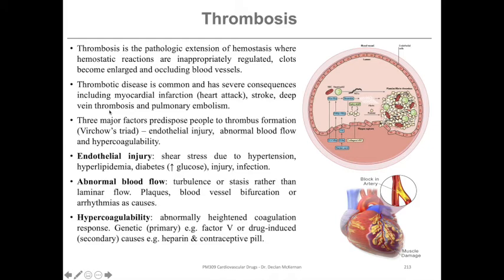Abnormal blood flow can lead to turbulence or stasis rather than the usual laminar flow, and plaques and blood vessel bifurcation or arrhythmias are primary causes. Hypercoagulability, finally, is where you have an abnormally heightened coagulation response, and this can be genetic due to a primary reason, because of factor 5 genetic differences, or it could be secondary or drug-induced causes. It particularly needs to be carefully monitored in the case of using heparin or in the case of using contraceptive pills.